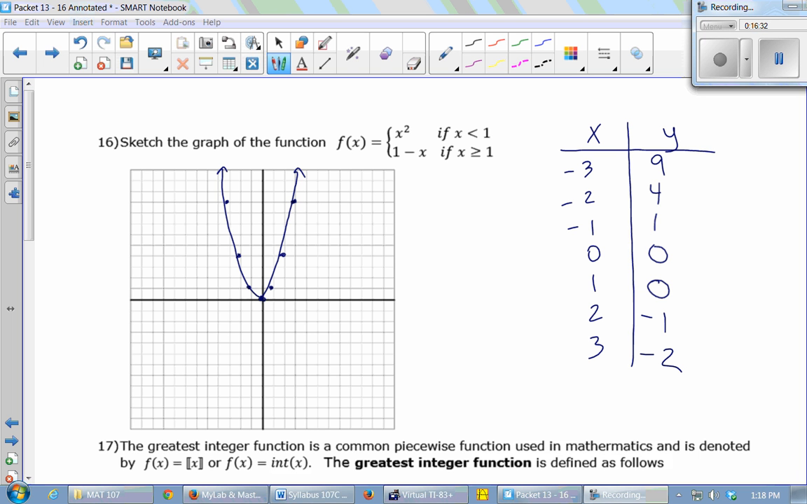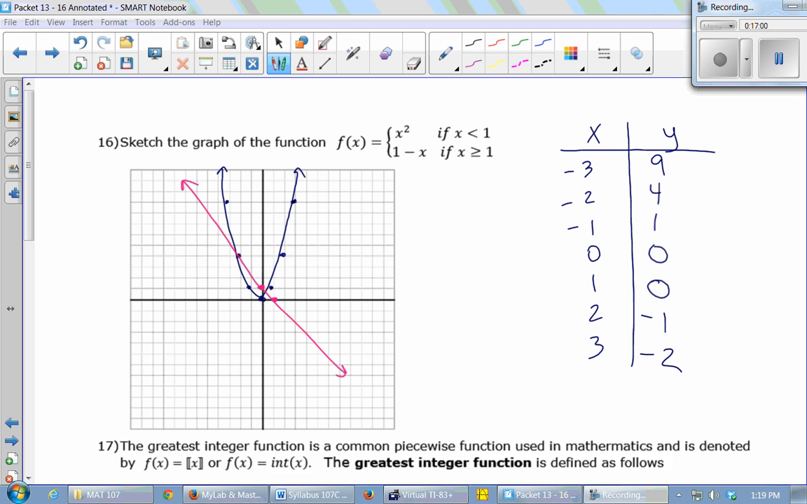Ignore these domain restrictions. And then in another color, I'm going to graph 1 minus x. That's a line. Its y-intercept is 1, and its slope is -1. So I could go down 1, right 1, get another point. There's my line. Graph the whole line. Different color. Then just decide which parts you want to keep and which parts you want to get rid of based on the domain restrictions.